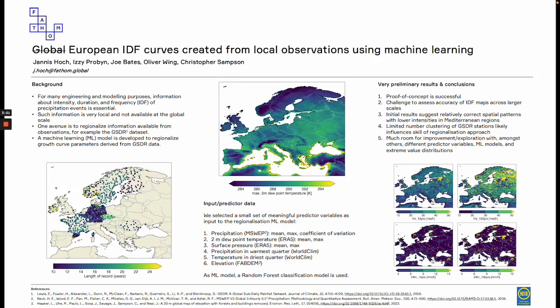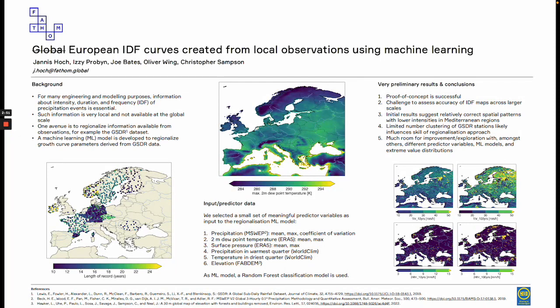The machine learning workflow works as follows. In a first step, the classification model, here a random forest classifier, is fitted with the data available at cells containing one or more GSDR stations. In a second step, the fitted classifier is employed to predict GEV parameters for all cells. Last, rainfall intensities can be computed based on the GEV parameters and any combination of duration and frequency. Some results are shown in the figure on the right.